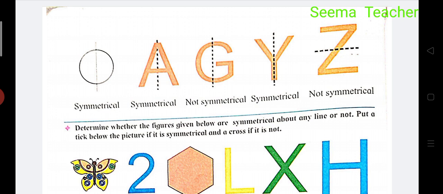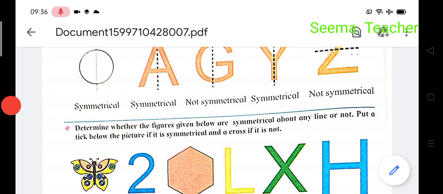So students, write all the alphabets A to Z and draw them in your notebook, and draw the dotted symmetric axis, and see which is symmetrical and which is not symmetrical. It is today's homework. You have to draw the alphabets A to Z and the dotted symmetric lines, and you should write which is symmetrical and which is not symmetrical.